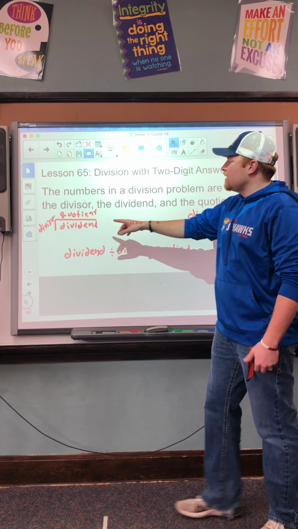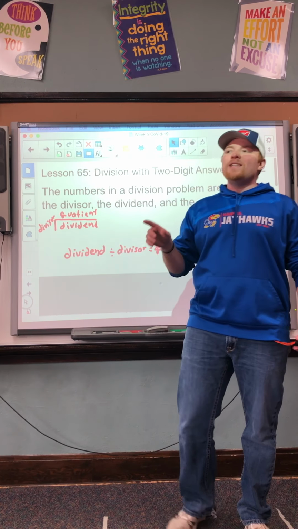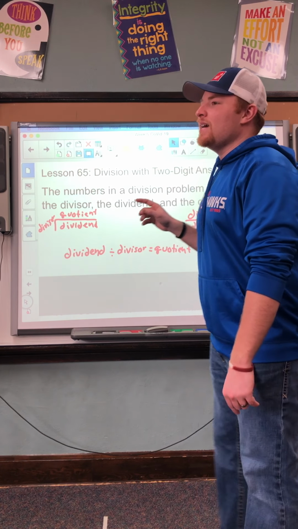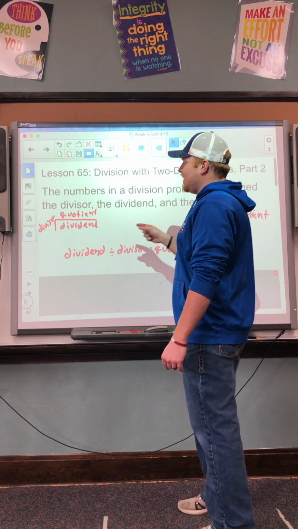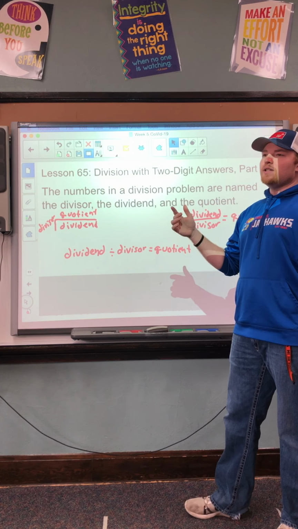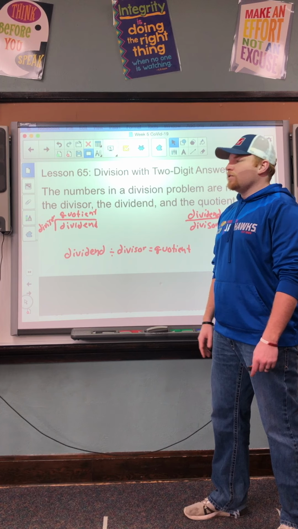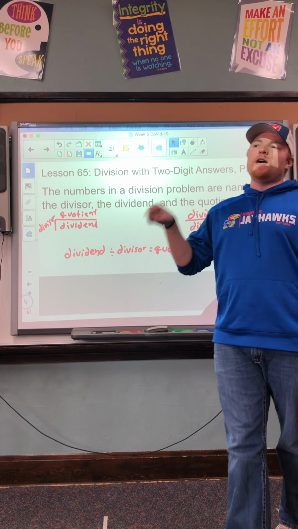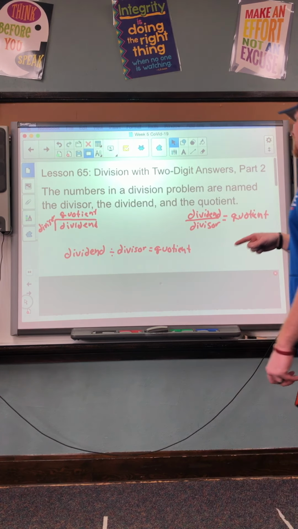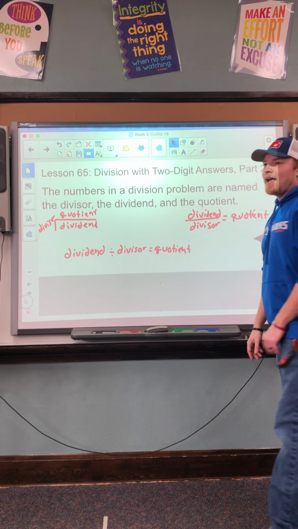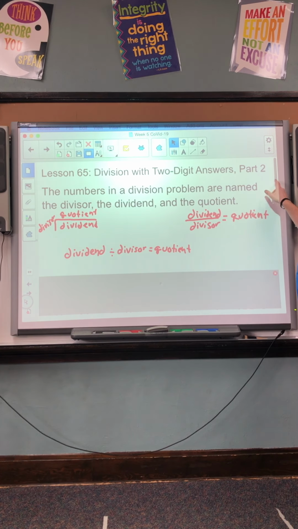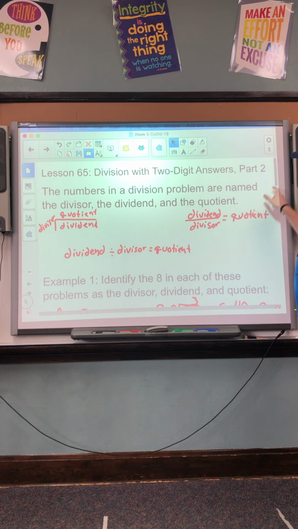So for example, the dividend is always the number that is being divided, or getting divided into. That's always the first number listed, divided by the divisor, and that's the number that's being divided into the dividend. And then your quotient is the answer in your division problem. Okay, so example 1.